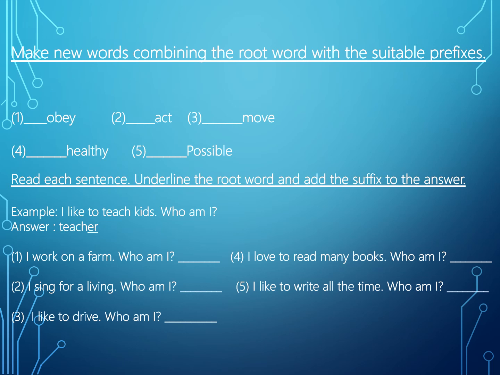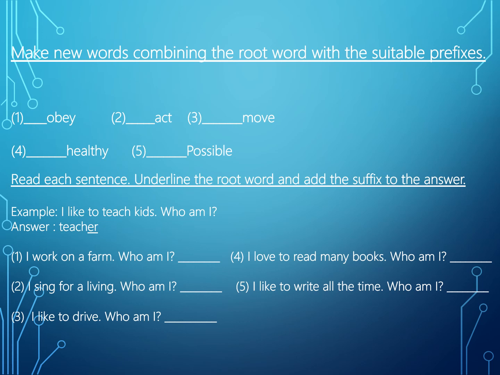Coming to the next one. Read each sentence, underline the root word and add the suffix to the answer. For example, I like to teach kids. Who am I? The answer is teacher. Underline the suffix, that is here er. So I have underlined. In the same way children, complete the remaining.